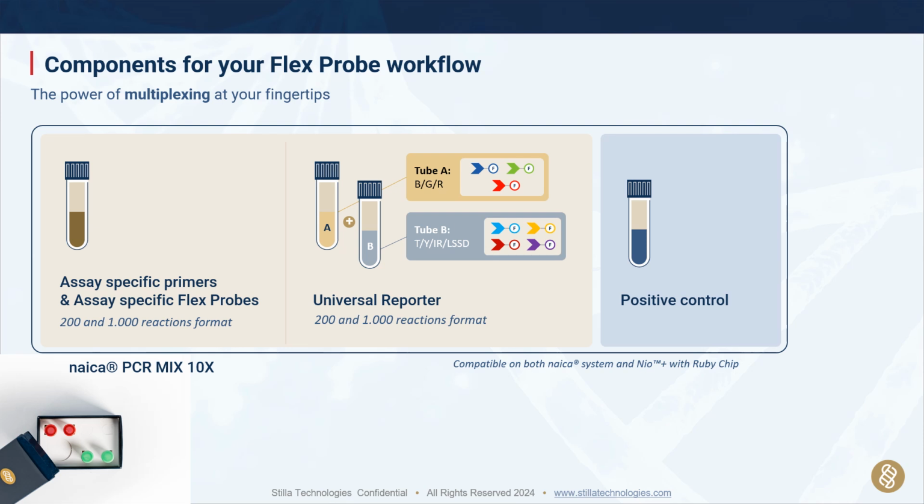What do we need for the different components for our flex probe workflow? So essentially, we need an assay-specific primer with an assay-specific flex probe that is not attached to a fluorophore, but has an oligonucleotide specific to the universal reporters. And then, of course, we need to have either tube A or tube B, depending on which fluorophores we want to use in our assay, present as well. And then, of course, a positive control. And the NAICA PCR 10 times mastermix for multiplexing purposes.